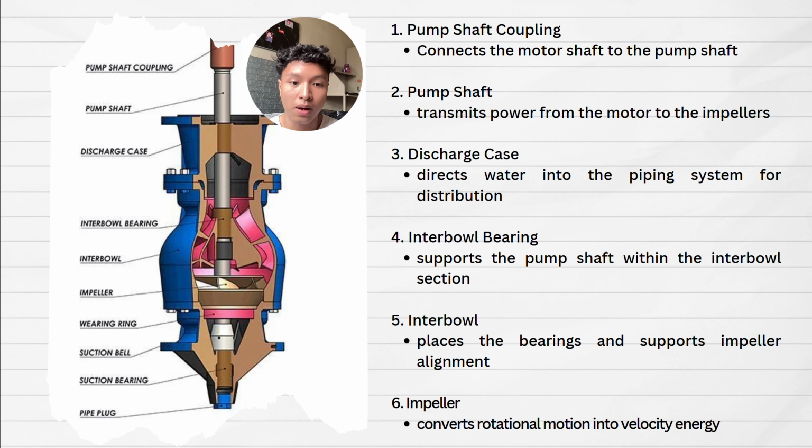The intermediate bearing supports the pump shaft within the intermediate section, and we have the intermediate itself that places the bearings and supports impeller alignment, and the impeller that converts rotational motion into velocity energy, and we have the wearing ring that reduces leakage between the impeller and casing. We have the suction bell that smoothly guides water into the first impeller, the suction bearing that supports the pump shaft near the first impeller, and the pipe plug that drains water or vents air from the pump casing.